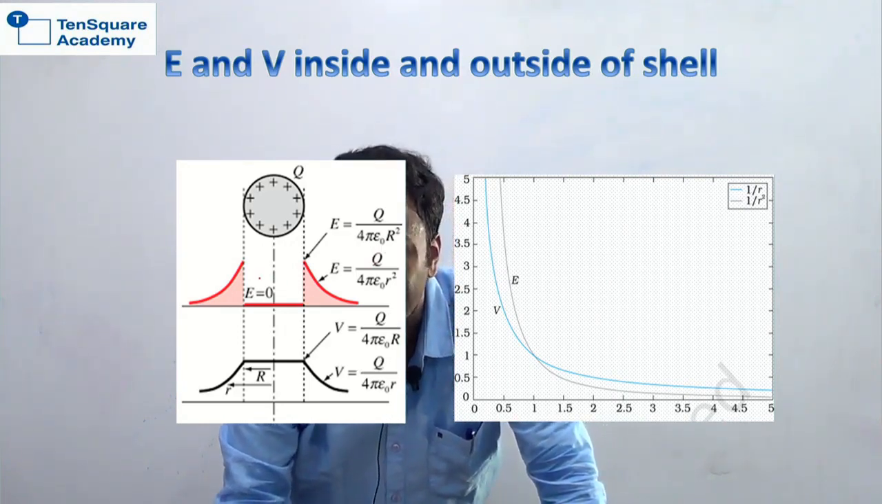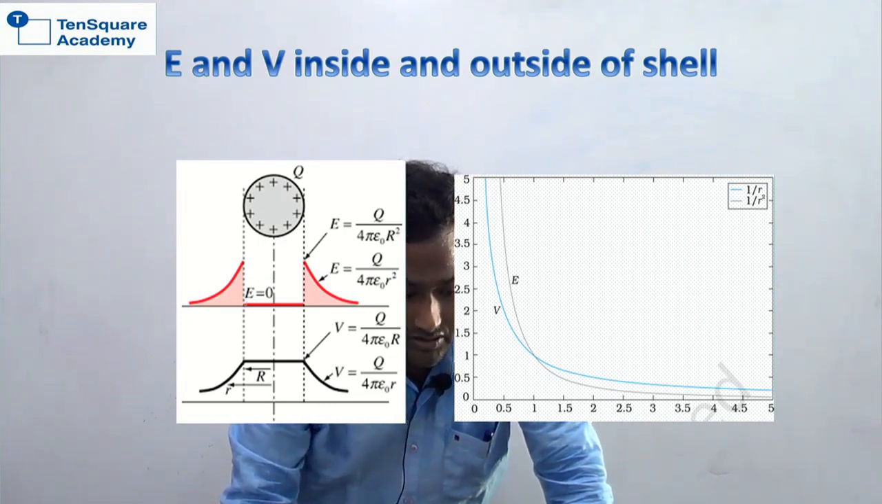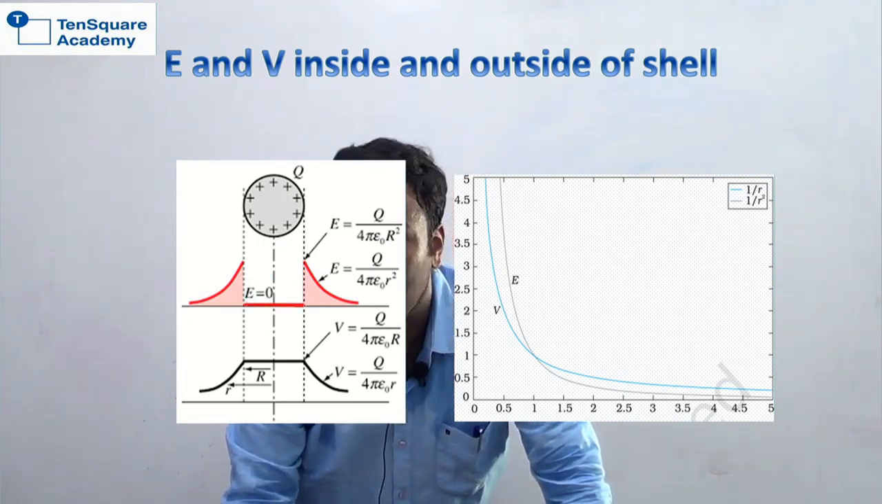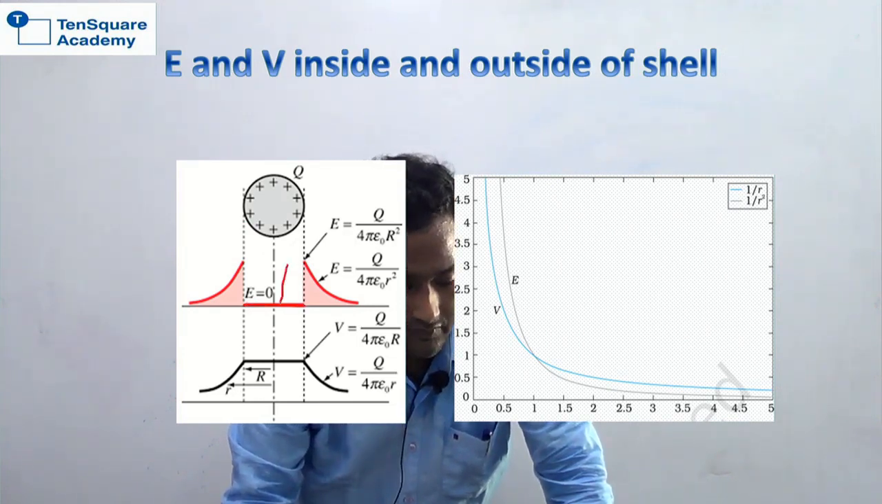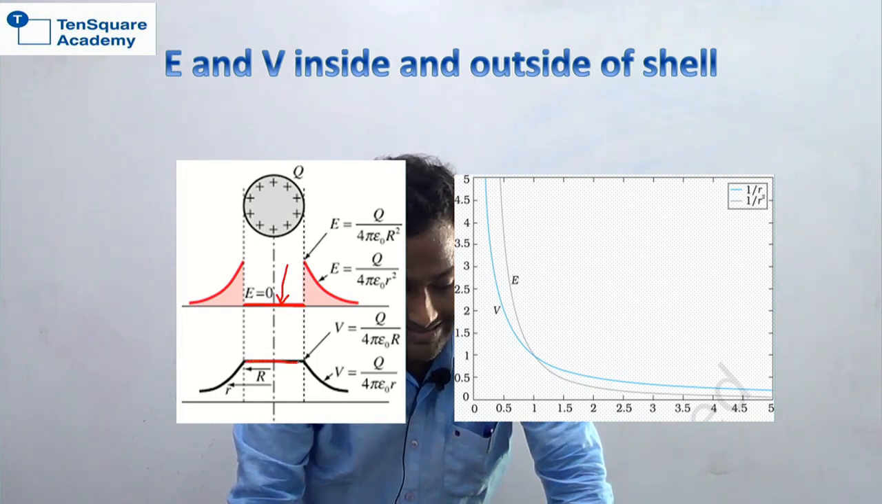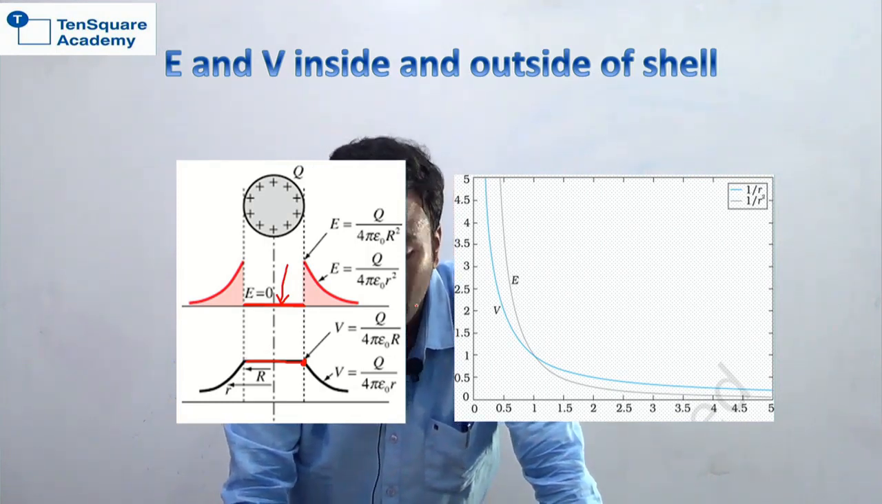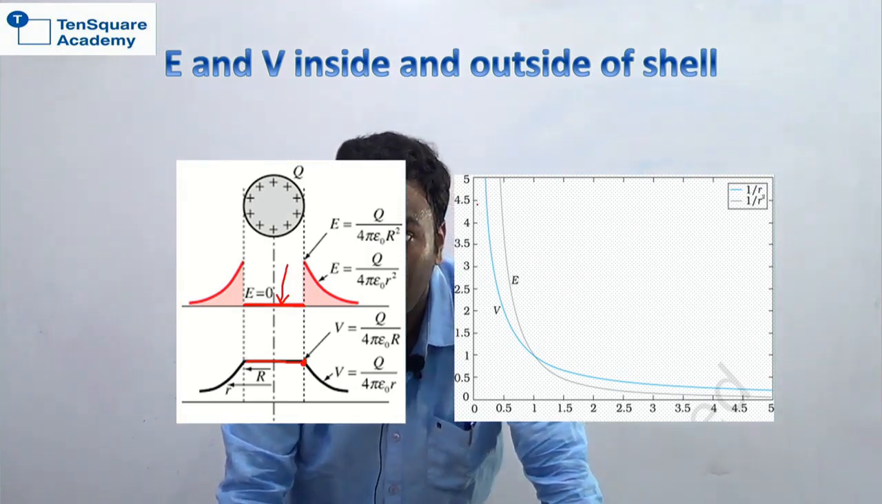But if you observe inside, the electric field inside a charged shell is 0. That is why if you observe, it is 0. So, that is the graph. If you observe, the electric field value is 0 here, but the potential inside a charged shell is always constant. It is same as the value which is on the surface of the shell. So, if you observe, the surface of the shell as well as the potential inside the shell, both are same values.